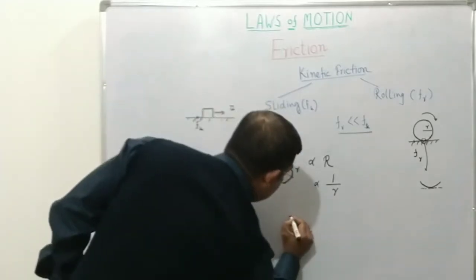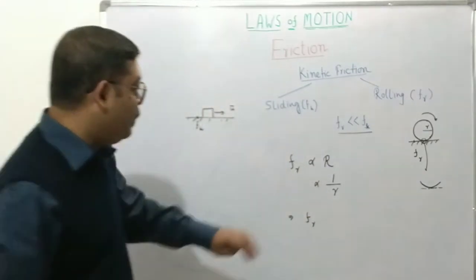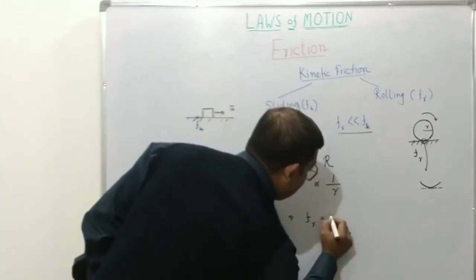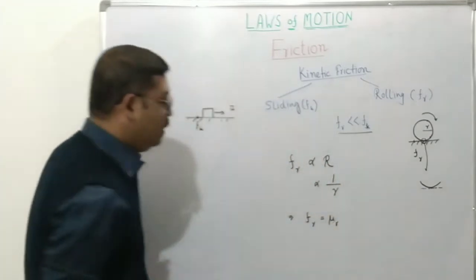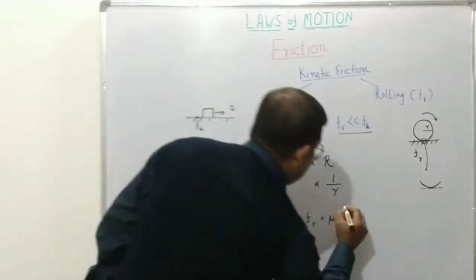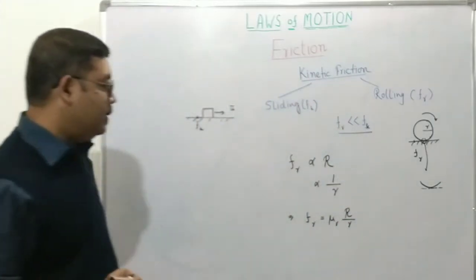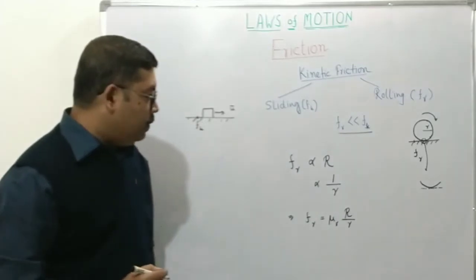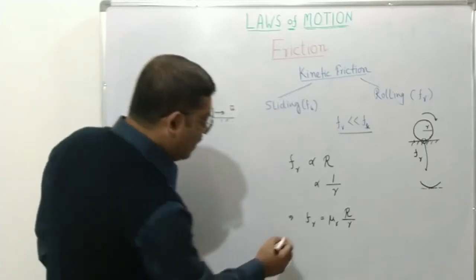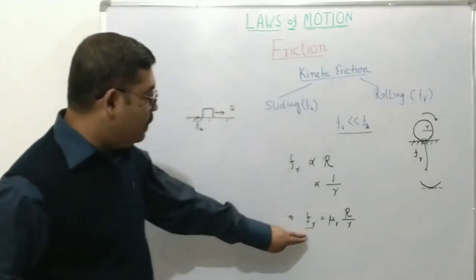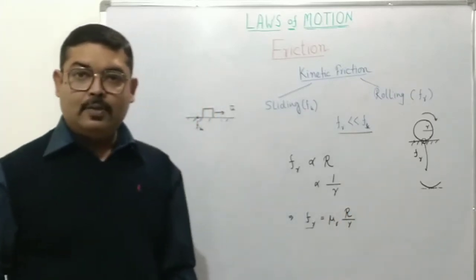Now, from this we can write the force of rolling friction equals some constant of proportionality, let's call this mu r, the coefficient of rolling friction, into R, capital R, that is the normal reaction, divided by the radius. Now, if you look into this equation, the dimension of the left hand side is that of force. The dimension of the right hand side also has to be that of force.